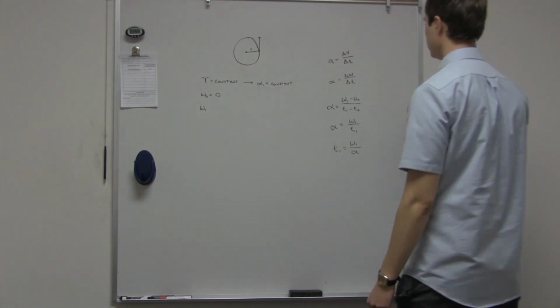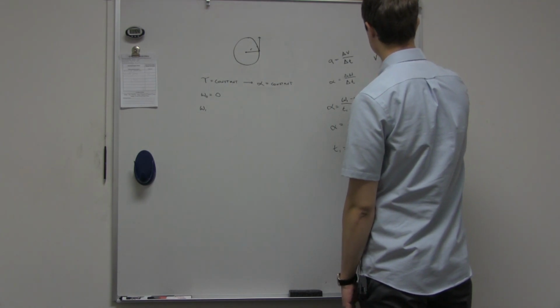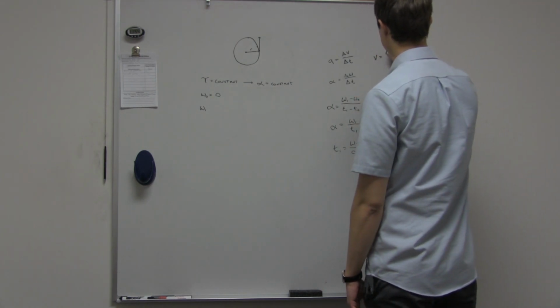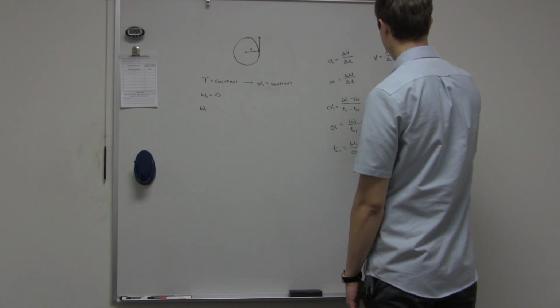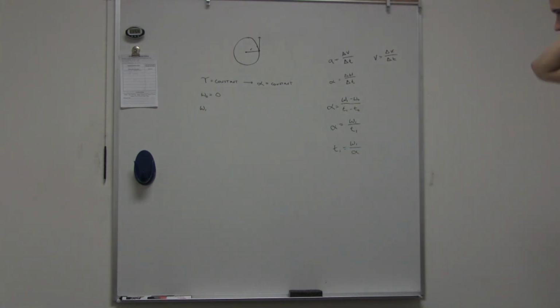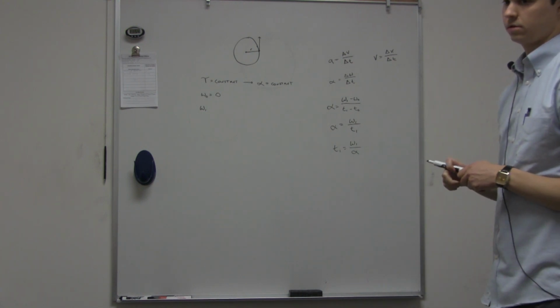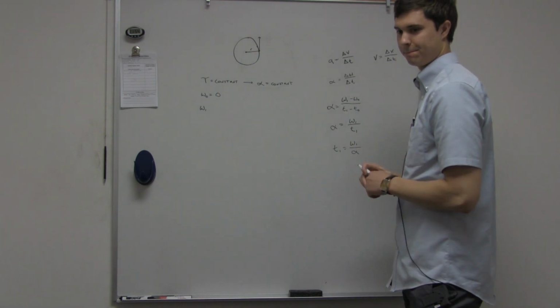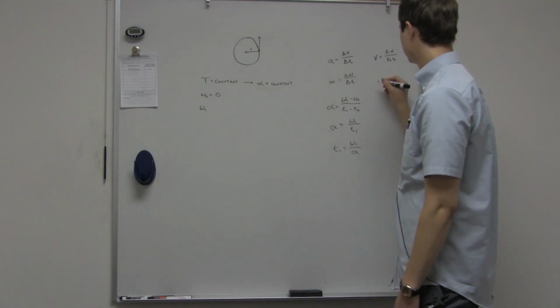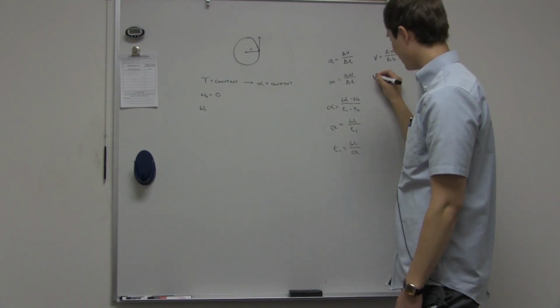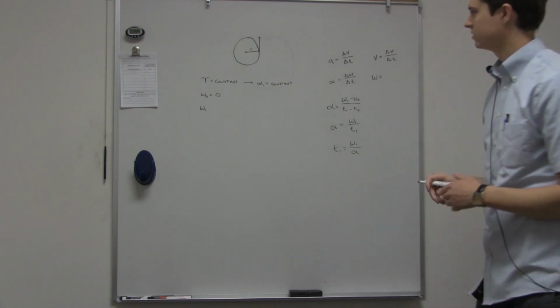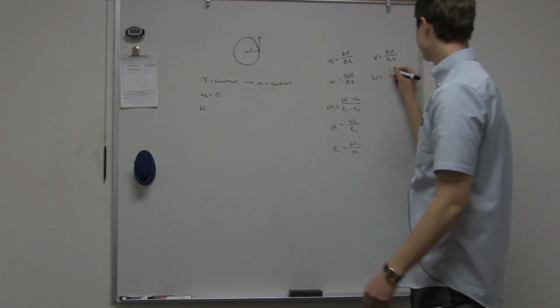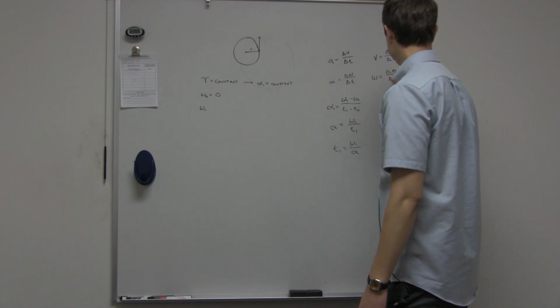thinking back to the linear days, we know that we often defined velocity as change in x over change in time. So if we switch over to our rotational variables, what does that give us? It would be omega equals change in theta over change in time. Nice.